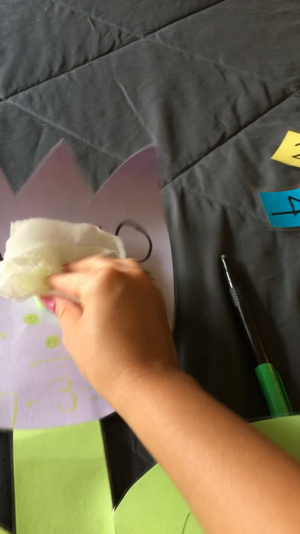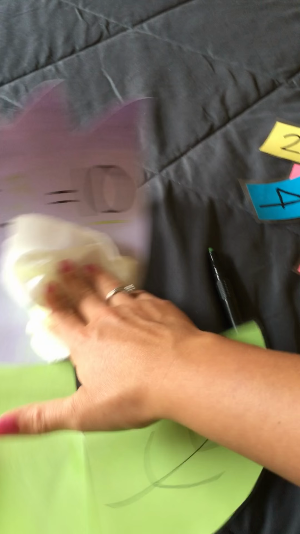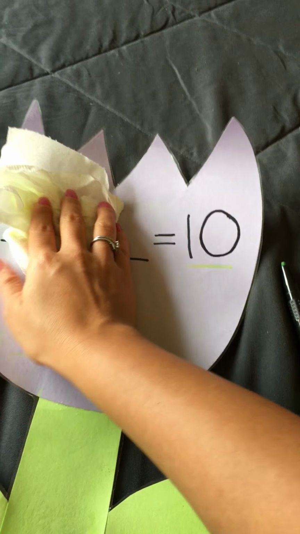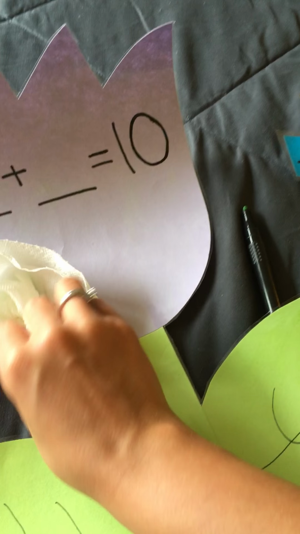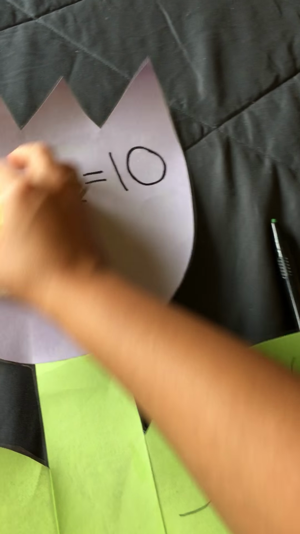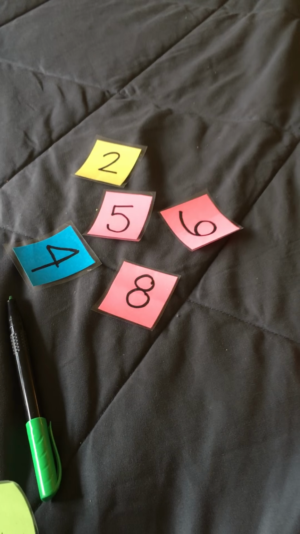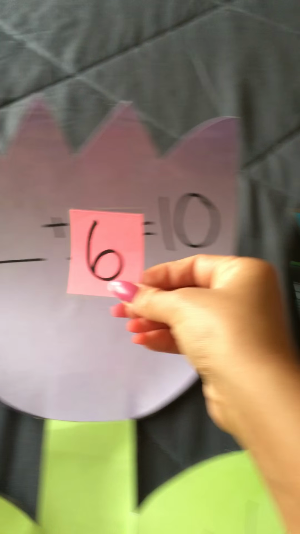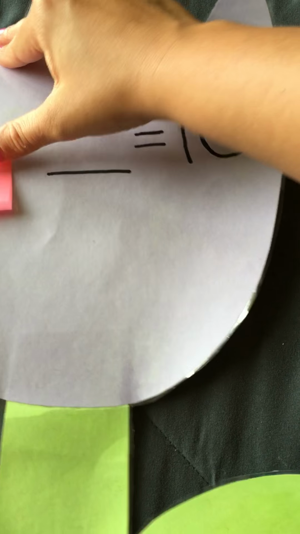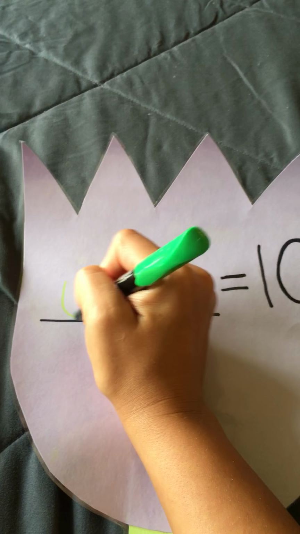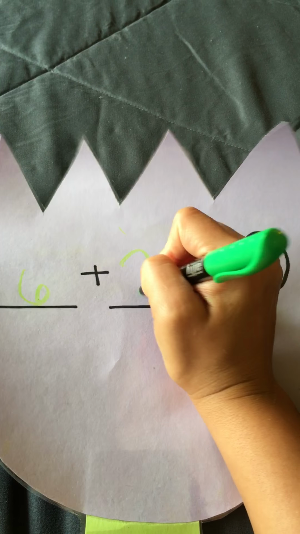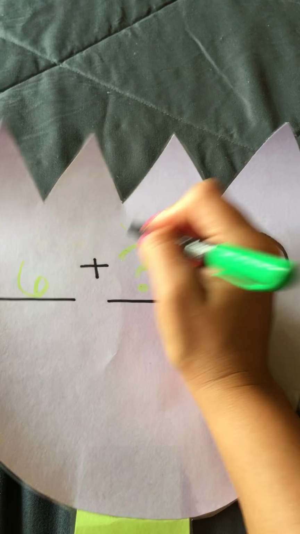Now we're going to solve another equation like this, or number sequence, but we are going to use a different technique for it. So let's see, what do we have? Let's do 6 plus what equals 10. So we have 6, and then we have the question mark.